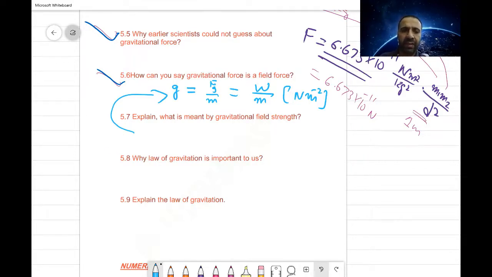Explain the law of gravitation. We already explained the law of gravitation, so I think we don't need it any further.